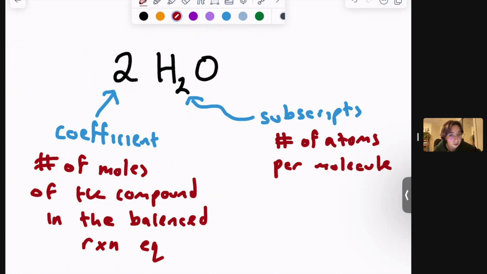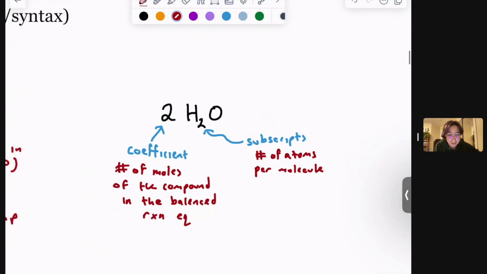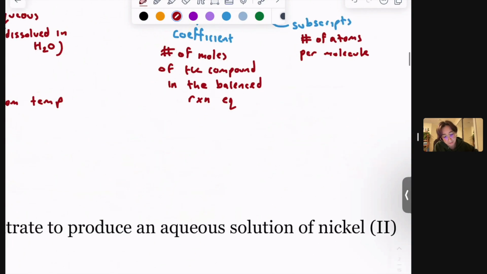So in one H2O, there are 2 hydrogens. There's a 2 hydrogen to 1 water mole ratio. The 2 in the front would indicate that there's 2 of the water molecules, that whole thing. And we'll do some stoich practice in a sec to see how we actually utilize that.